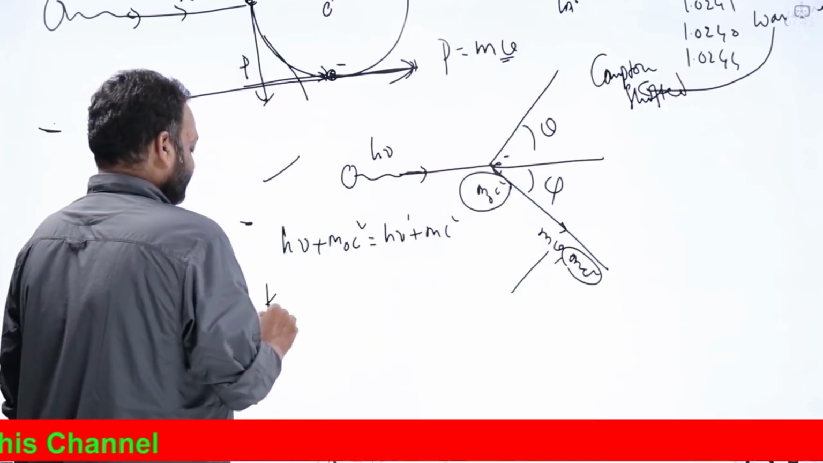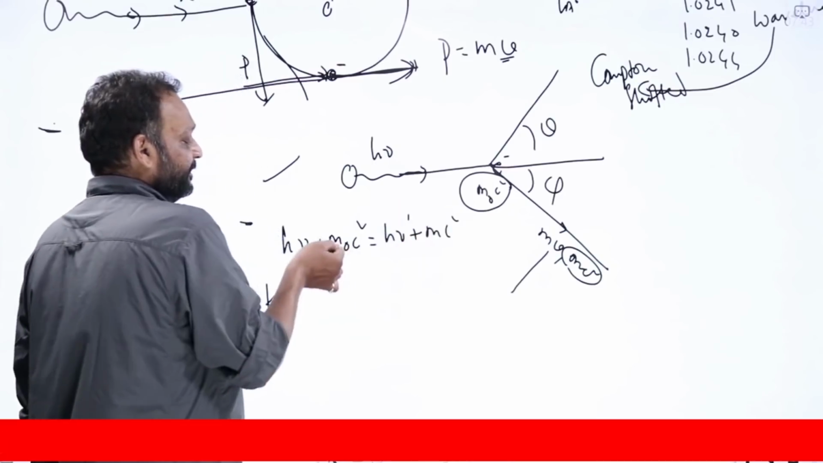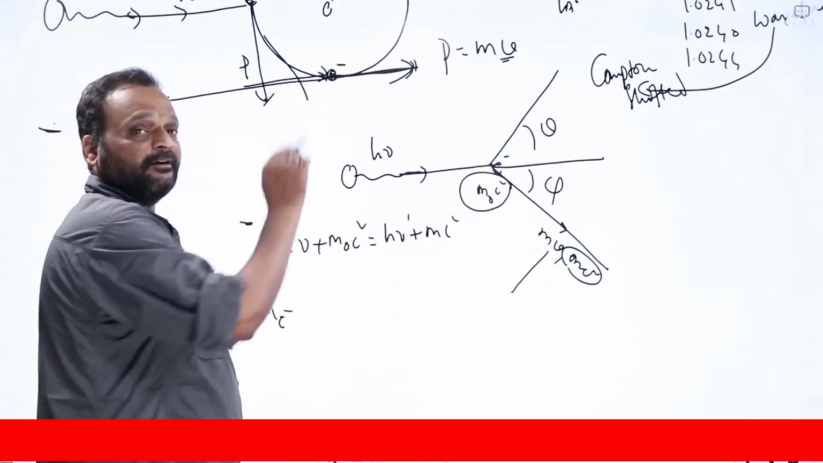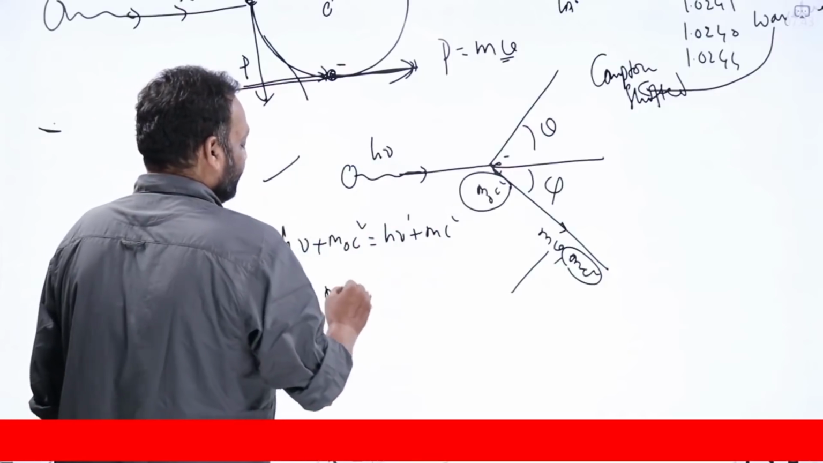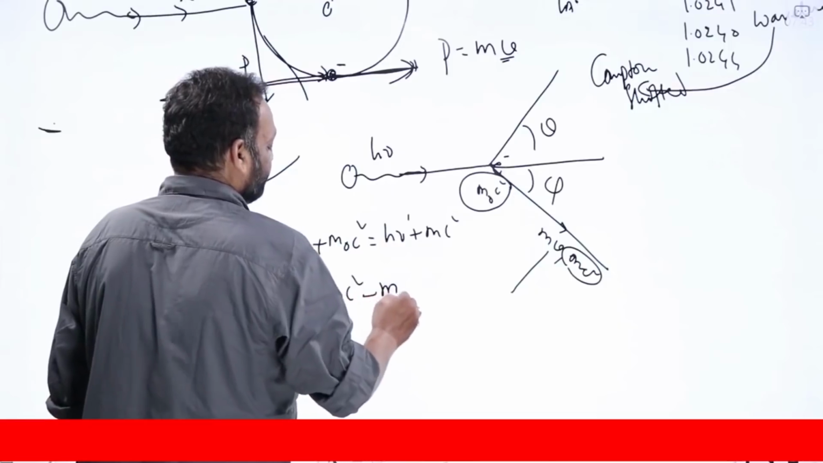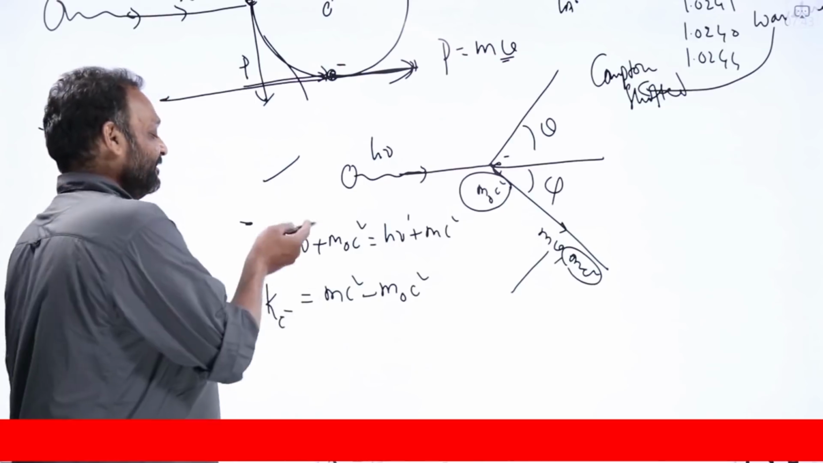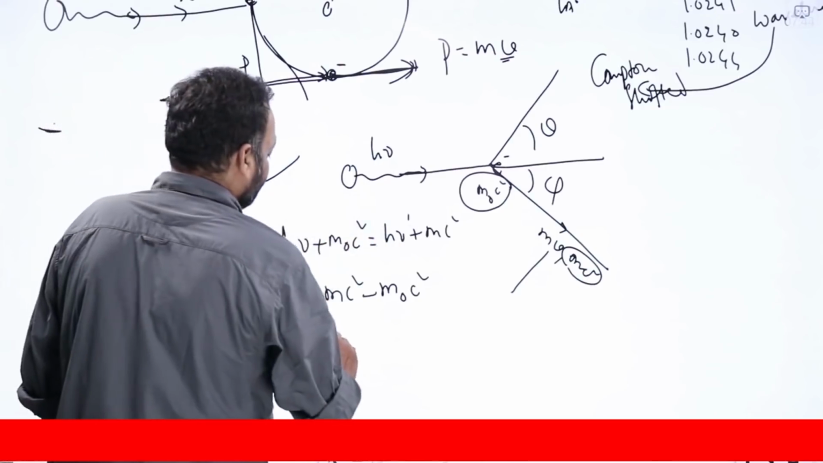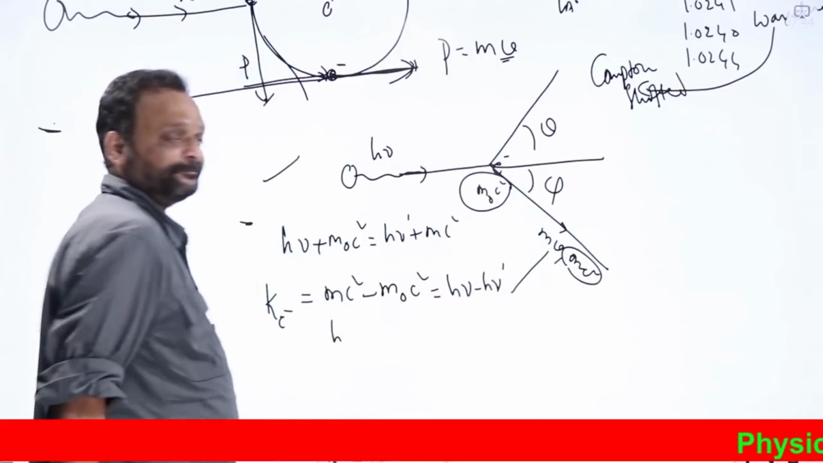What is the kinetic energy of the recoil electron? Final energy is mc square. Initial energy is m0 c square. Whatever is additional energy, it is in the form of kinetic energy only. So kinetic energy of the recoil electron equals mc square minus m0 c square. Where from that electron got this much kinetic energy? That is nothing but the energy lost by the incident photon, that is h nu minus h nu dash.